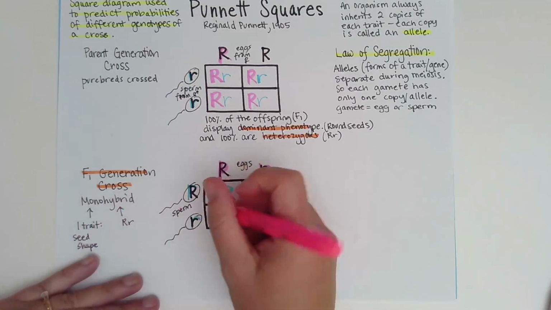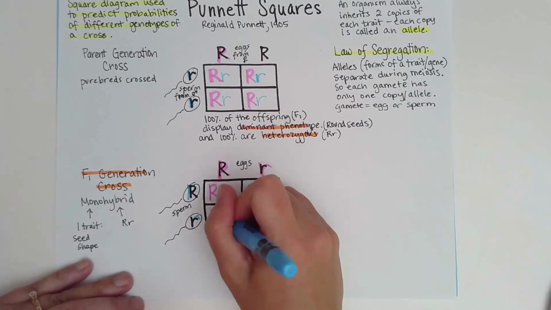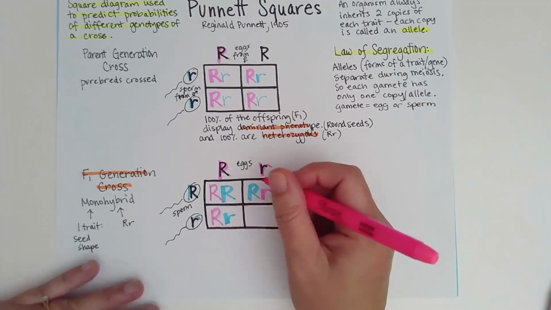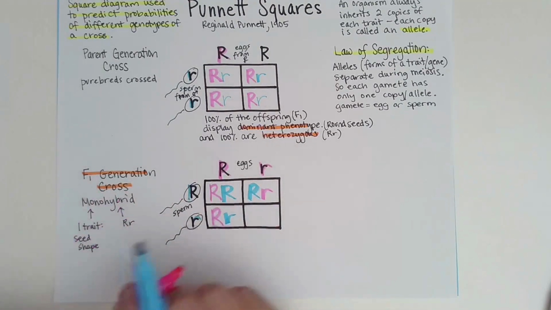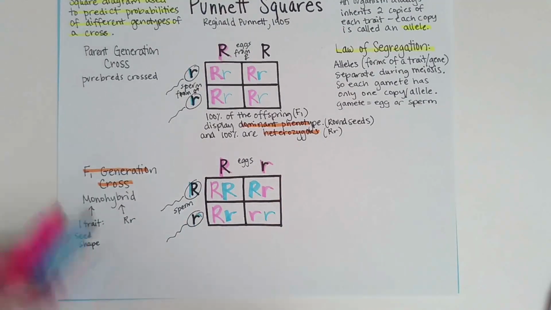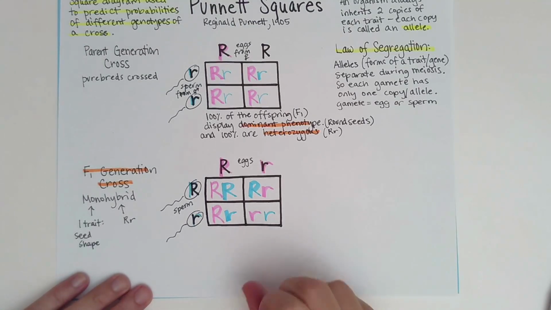And then here, remember we always put the capital letter first. So there's another hybrid. And then look at this last one though. We get little r, little r. And this explains why 25% of the offspring would display the recessive phenotype.